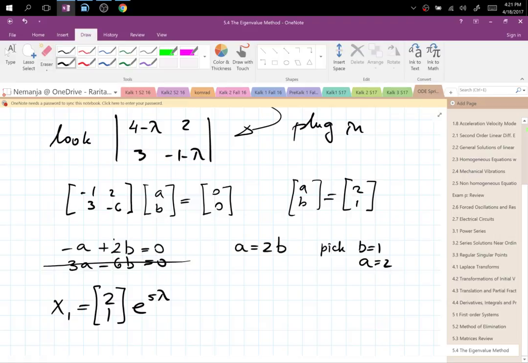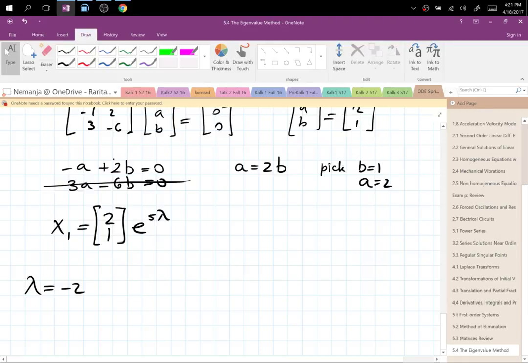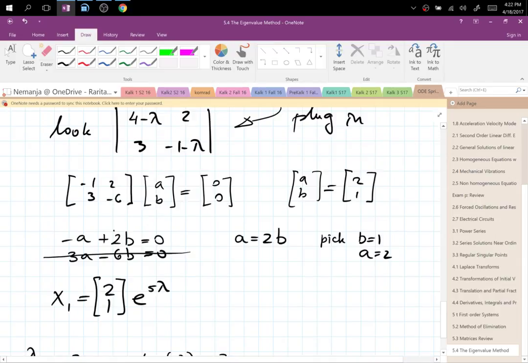Now you repeat the procedure for lambda 2, negative 2. So again, we have 4 minus lambda, and then 3, and then 2. No, 2 and 3. And then minus 1 minus negative 2. So what I get here is 6, 2, 3, and 1.